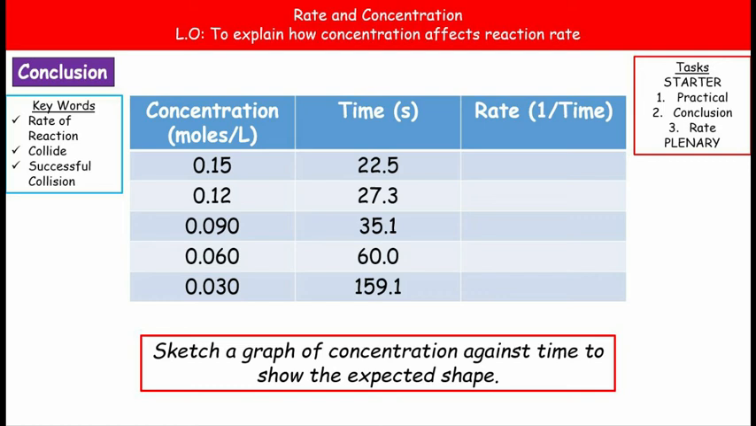First of all, I want you to copy that table into your book and complete it by doing the rate as 1 divided by the time. So for example, our first one, you do 1 divided by 22.5. Please go careful, it is going to be a decimal. You will not be doing 22.5 divided by 1 because that would just be ridiculous for hopefully very obvious reasons. 1 divided by the time and fill out the rest of the table.